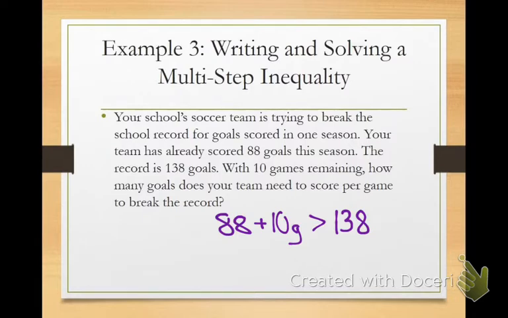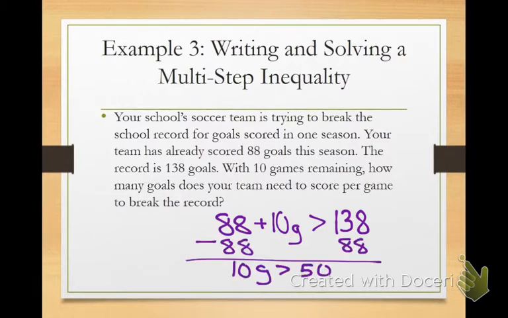Now I have my inequality set up, and it's just downhill from here. All I have to do is subtract 88. I get 10g is greater than 50. Then what would I do? Divide both sides by 10. And g is greater than 5 goals.